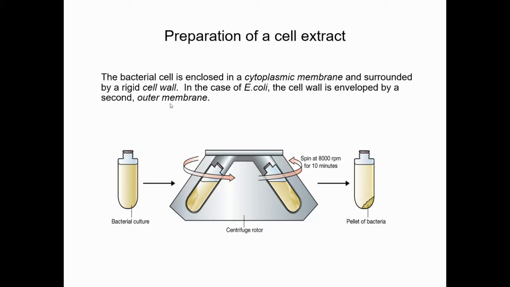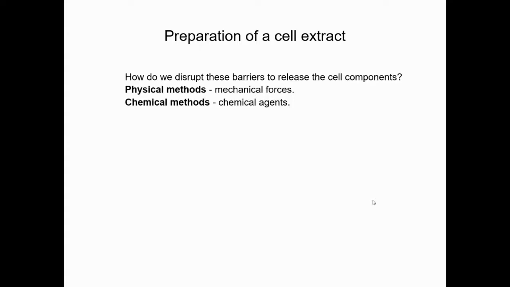To harvest the cells, you have to use centrifugation. And this is just a diagram to show you the centrifugation. Then you can collect the cell pellet. After you collect the cell pellet, you have to disrupt the cells so that they are able to release the cell components, which include the DNA inside the cell.